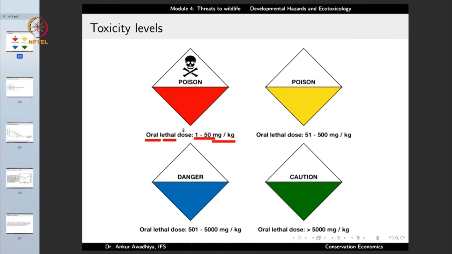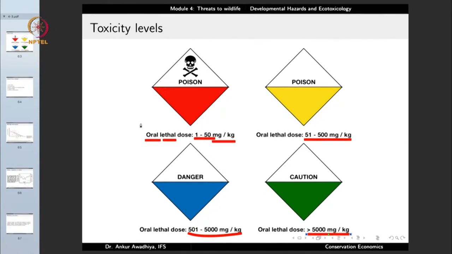And whenever they are being transported, this is the symbol that is used. If the oral lethal dose is between 51 and 500 milligrams per kg, we still call it a poison, but it gets a yellow label. If the oral lethal dose is between 501 and 5000 milligrams per kg, it gets a blue label and we call it a dangerous chemical. And in case the oral lethal dose is greater than 5000 milligrams per kg, we put the label, which is green in color, and we say that this is a chemical that we need to be cautious about. So different chemicals have different levels of toxicity.